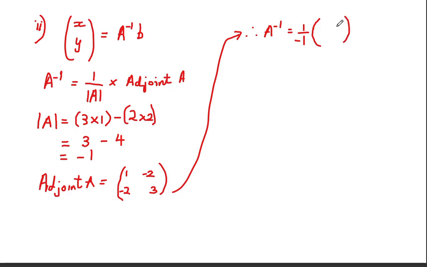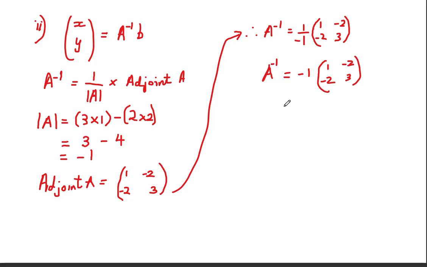And the adjoint of A was found to be 1, -2, -2, 3. So let's complete this now. A inverse is going to be equal to, let us recognize here that 1 divided by -1 is just going to be -1. So in effect, I'm going to multiply -1 by all the elements inside the adjoint of A, because again, 1 divided by -1 gives us -1.